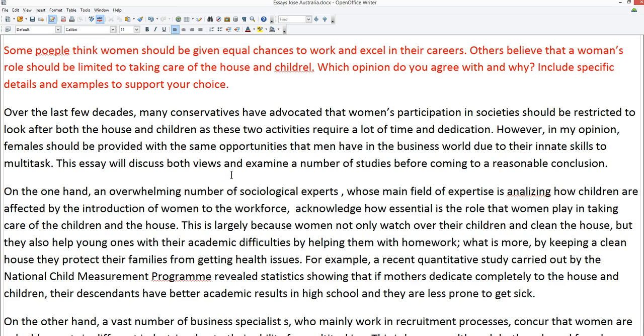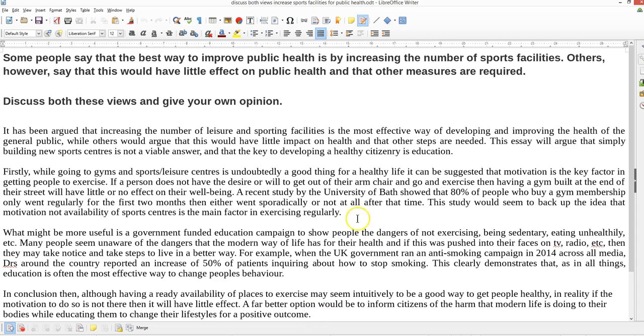The second thing is, this isn't really an outline. Examine a number of studies. Well, we don't want that, you know, for an outline sentence. Let me just have a look at this one. So this is the previous example of public health. This essay will argue that simply building new sports centres is not a viable answer.